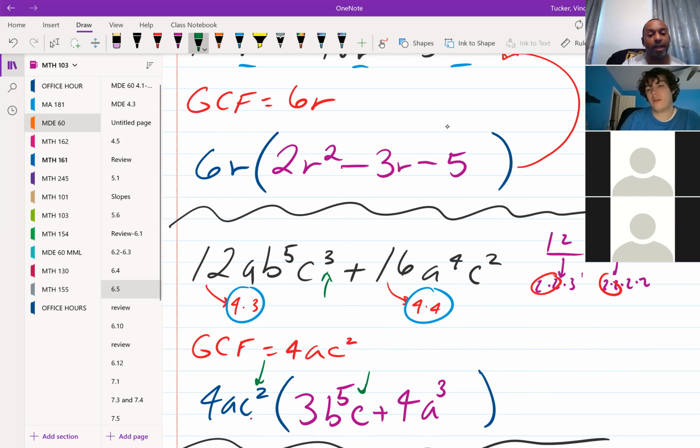Remember, when you multiply back out, you're going to get this back. And then on that next term, take 4 out of 16, that leaves you with a 4. As far as A is concerned, I took one of these A's, so I'm left with 3. Then I took both C's out of there. That's why there's no C there, because it's sitting out here in the front.